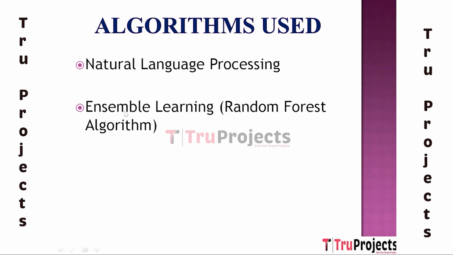And the second algorithm used is Ensemble learning, random forest algorithm. Ensemble learning is a machine learning technique that combines multiple individual models to create a more robust and accurate prediction model. In this project, random forest algorithm is employed as the Ensemble learning approach. Random forest builds multiple decision trees, each trained on a different subset of data and using a random selection of features. By aggregating the predictions from each tree, the algorithm produces a final consensus prediction. Ensemble learning with random forest enhances the prediction accuracy and reduces overfitting, making it an effective choice for identifying SQL injection attacks in the project.